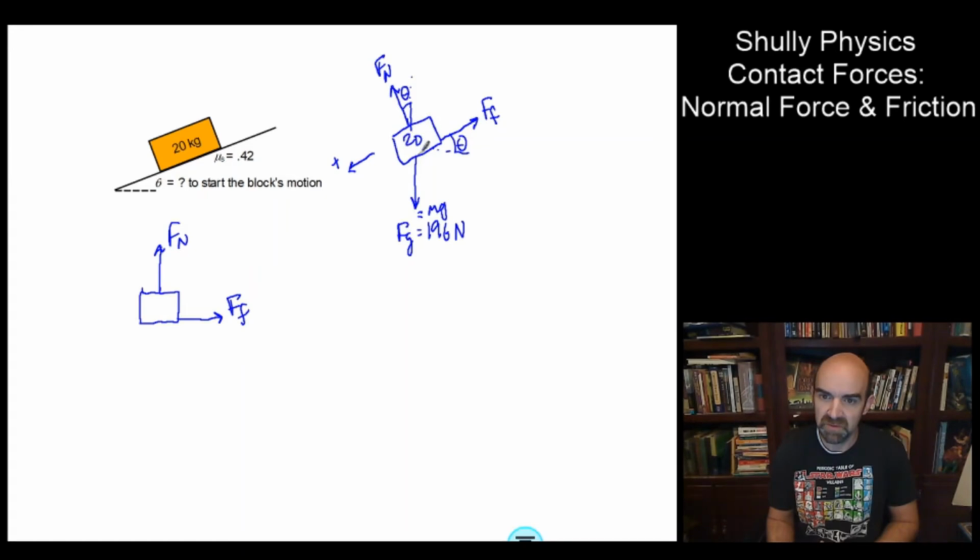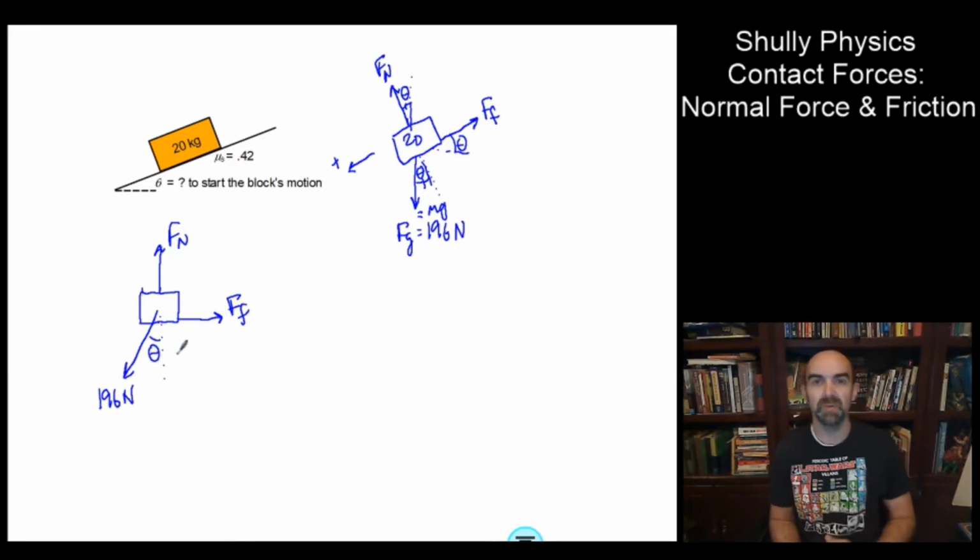And if this is now our y direction, that means the weight is kind of off in this direction, 196 newtons. And this angle is going to be the same as that angle. You see that theta and this theta, they're congruent angles opposite there. So this is also the angle of the incline. If you need more help with that, look back at the original Newton's second law applications, block on a ramp or block on an incline video. Okay, I'll go over that a little bit more in that video.